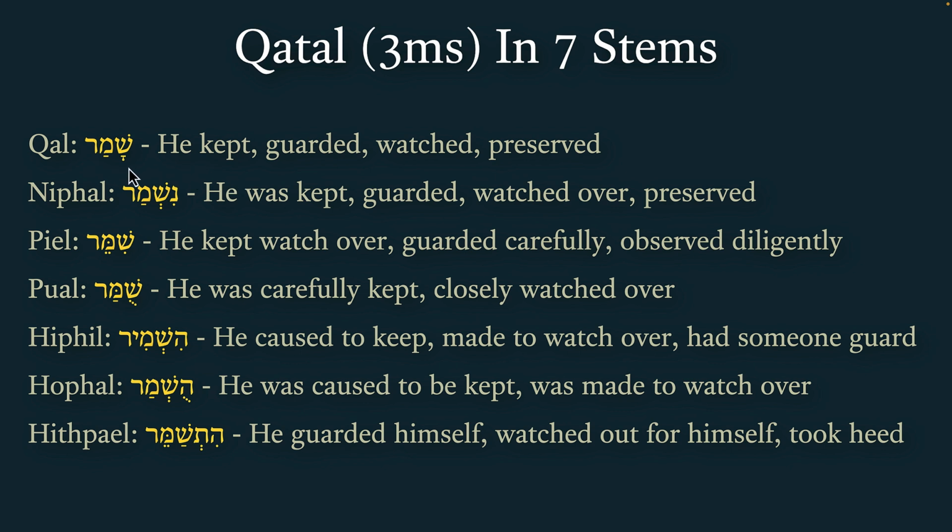So he kept, or he guarded, or he watched, or he preserved. These are 4 different meanings you could have for the root shamar. So he kept is what the meaning is for shamar. Nishmar means he was kept, he was guarded, he was watched over, he was preserved, in the passive. Nishmar, that's nifal. Piel is shimer. Here he kept the watch over, he guarded carefully, he observed it diligently.